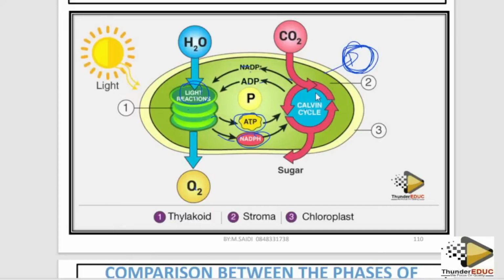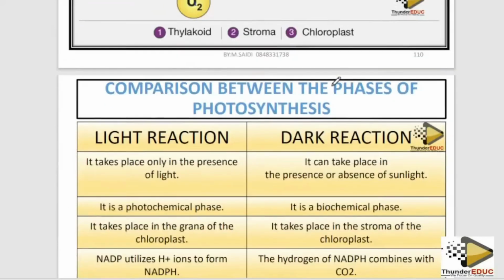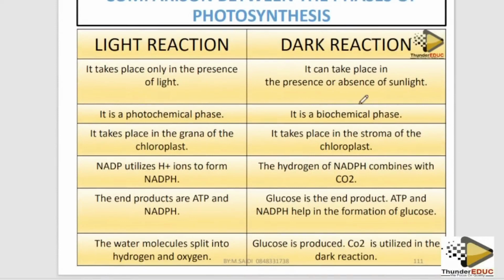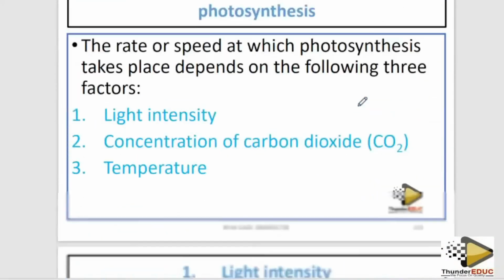But now you have to know how you interconnect this with respiration. So the difference between the light phase and dark phase, please make sure you know that. At least you, yes.